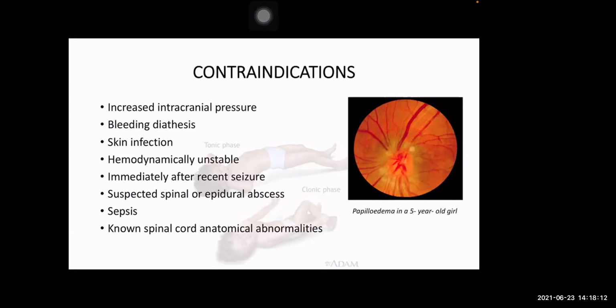Spinal anatomical abnormalities are actually a relative contraindication for lumbar puncture. This is because some of them can still undergo lumbar puncture safely with a proper assessment, and we can perform this procedure under fluoroscopy.